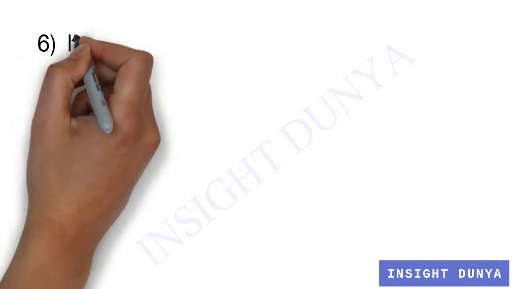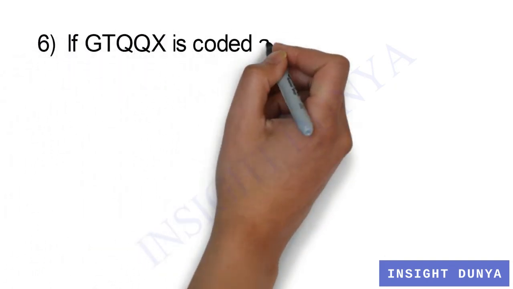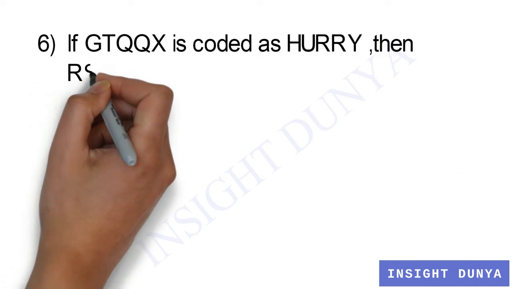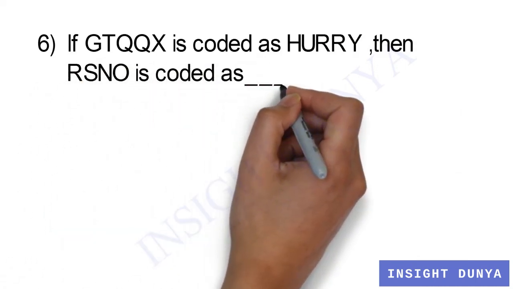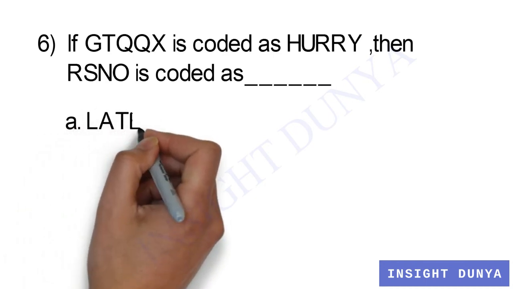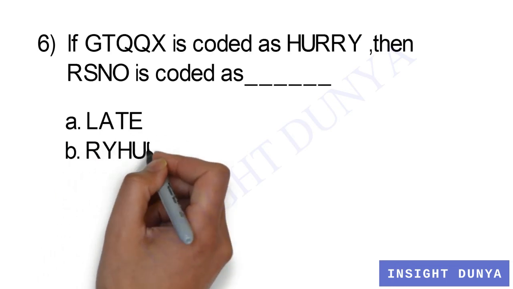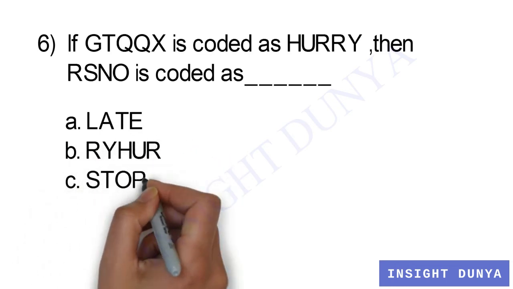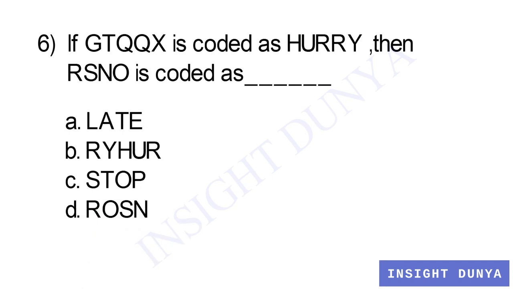Question number 6. If GTQQX is coded as HURRY, then RSNO is coded as dash, and the options are option A LATE, option B RYHUR, option C STOP, and option D ROSN. You can see it is similar to question number 3, but the wording is different. Therefore, I added it in this video. The relationship in this verbal question is a variation in alphabets.